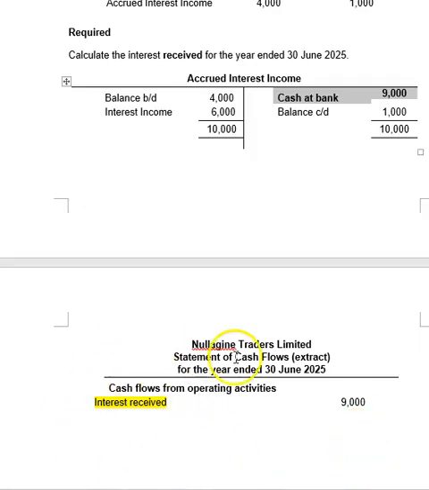From the previous presentation slides, you must know that interest received has to be disclosed separately. It cannot be included in receipts from customers.